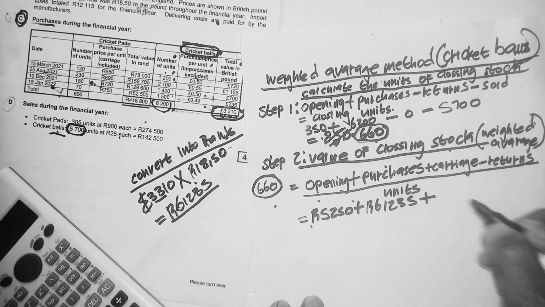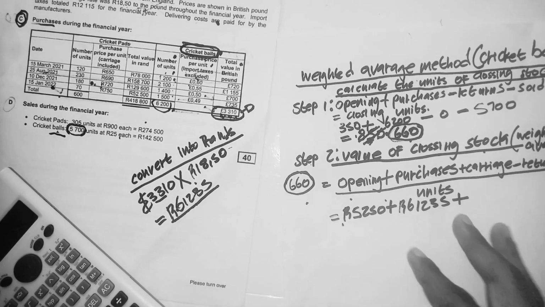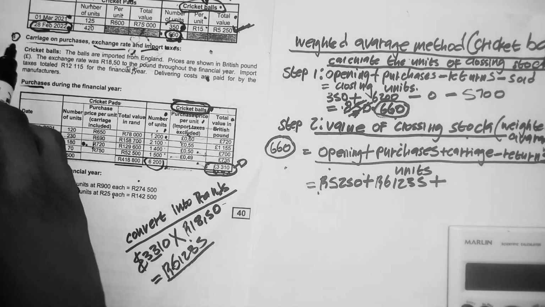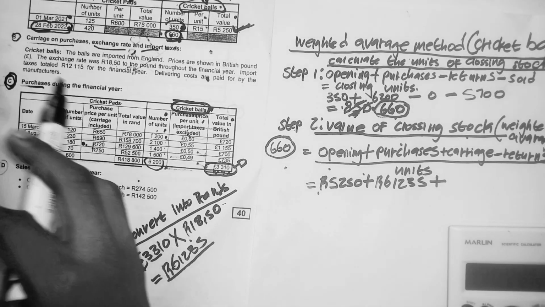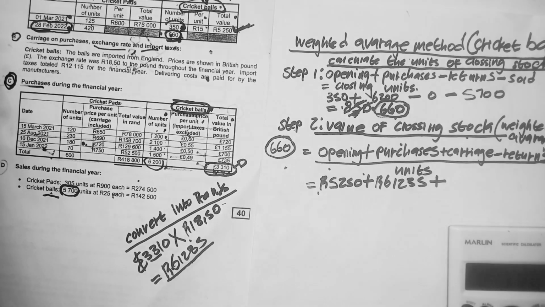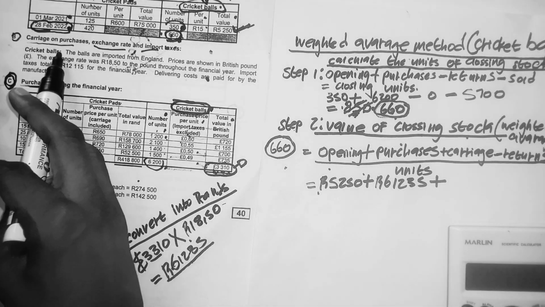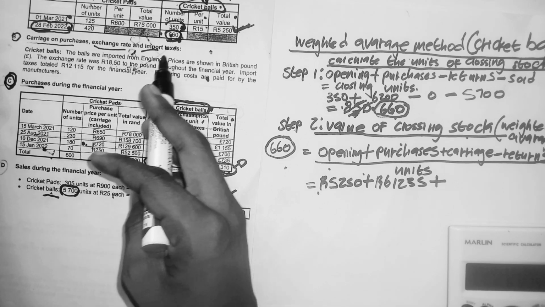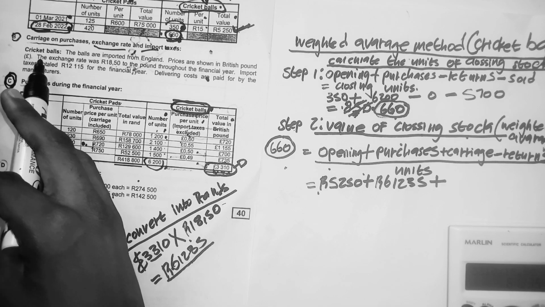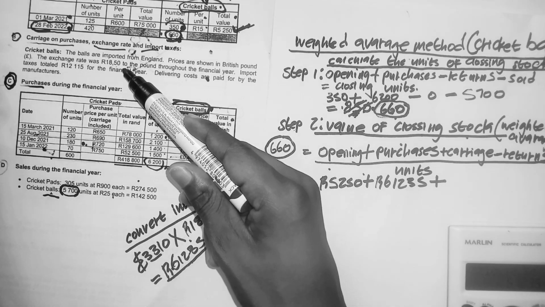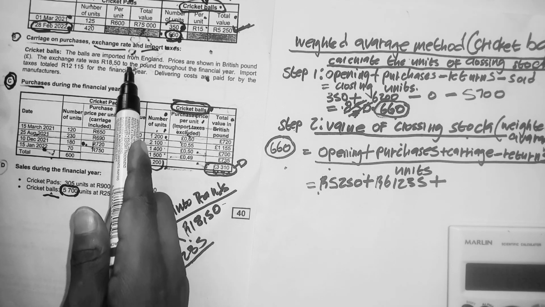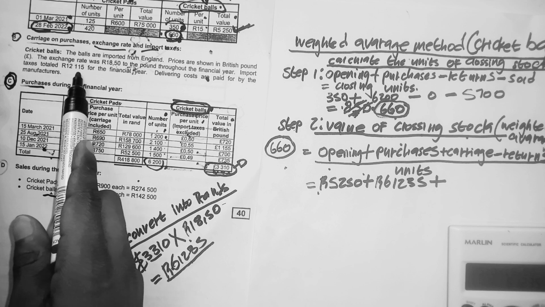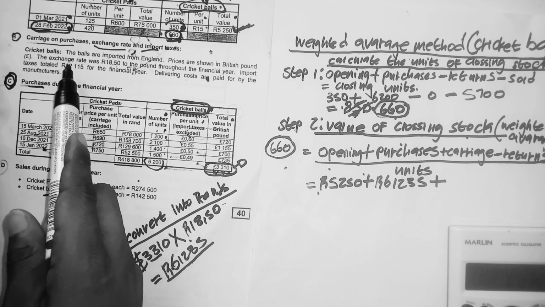Then we say the formula continues for weighted and say plus carriage. So we have to get our carriage on purchases. Do we have any information about carriage? When you check number B here, they are saying carriage on purchases, exchange rate, and import. Let's read what they are saying about carriage. The balls are imported from England, which means we got them from England. Prices are shown in British pounds. The exchange rate was 17 Rand. Okay, then import taxes totaled 12,115.